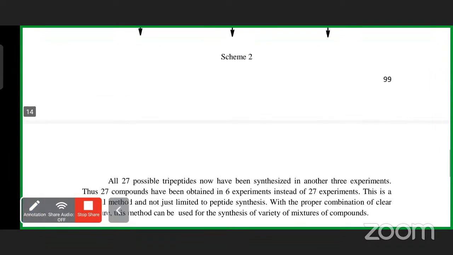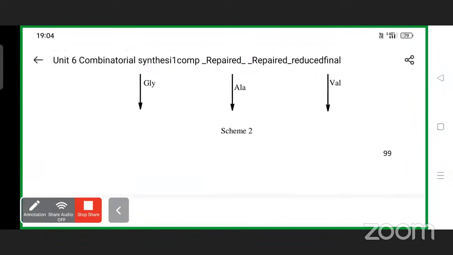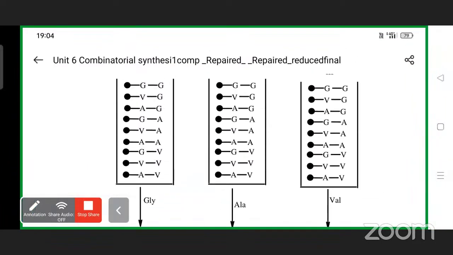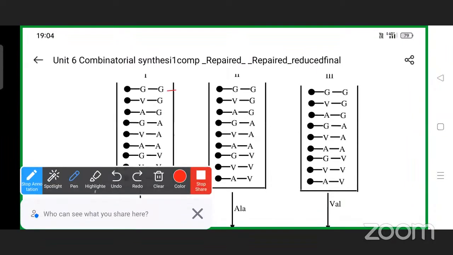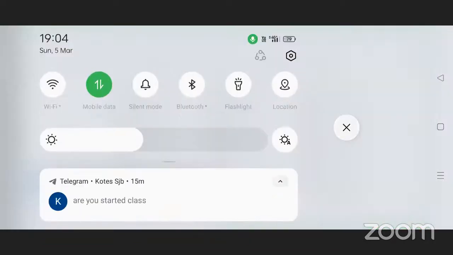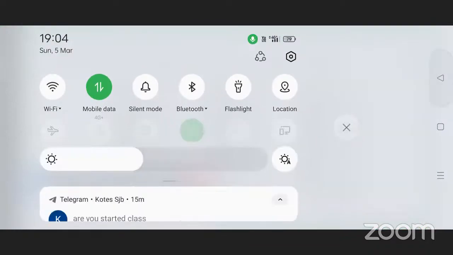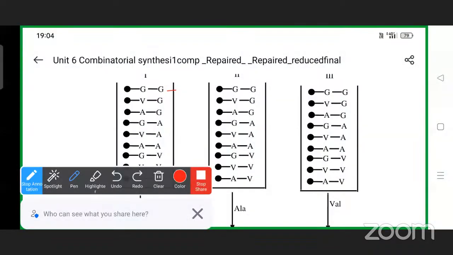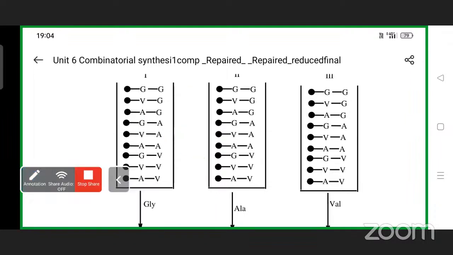So for example, here, one more attachment, like if we are adding the glycine. If you are adding glycine here, then glycine, and valine glycine and glycine here, alanine, glycine and glycine, right? Glycine, alanine and glycine, and valine, alanine and glycine, alanine and glycine, valine and glycine here. Okay.